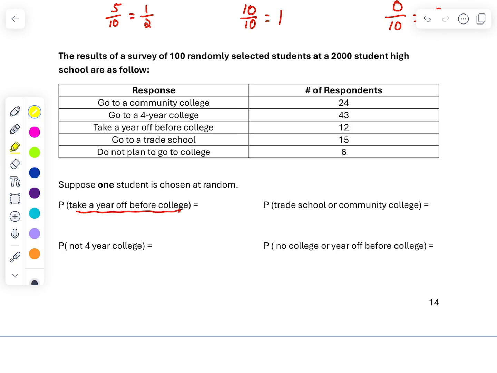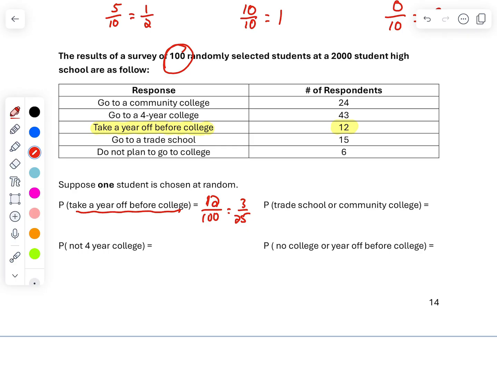So you just have to find where it says that. Take a year off before college. And it looks like there's 12 people that did that. And again, 100 people were chosen here. So 12 out of 100. So if we reduce that down, it's 3/25.